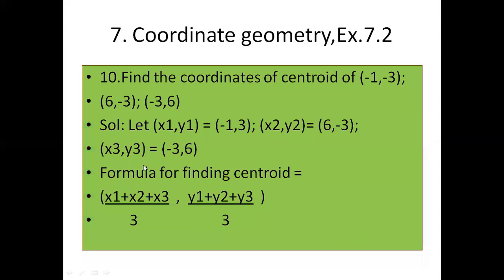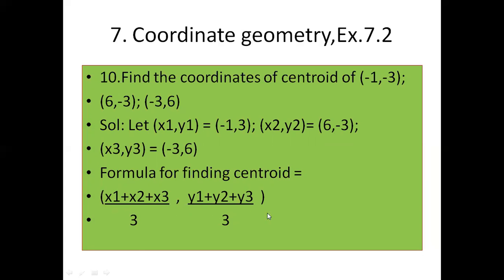Now the next question, this is very very important for 2 marks. Find the coordinates of the centroid of (minus 1, 3), (6, minus 3) and (minus 3, 6). Let us assume that these 3 points are x1 y1 equal to (minus 1, 3), x2 y2 equal to (6, minus 3) and x3 y3 equal to (minus 3, 6). The formula for finding the centroid is ((x1 plus x2 plus x3) by 3, (y1 plus y2 plus y3) by 3). This is the point.